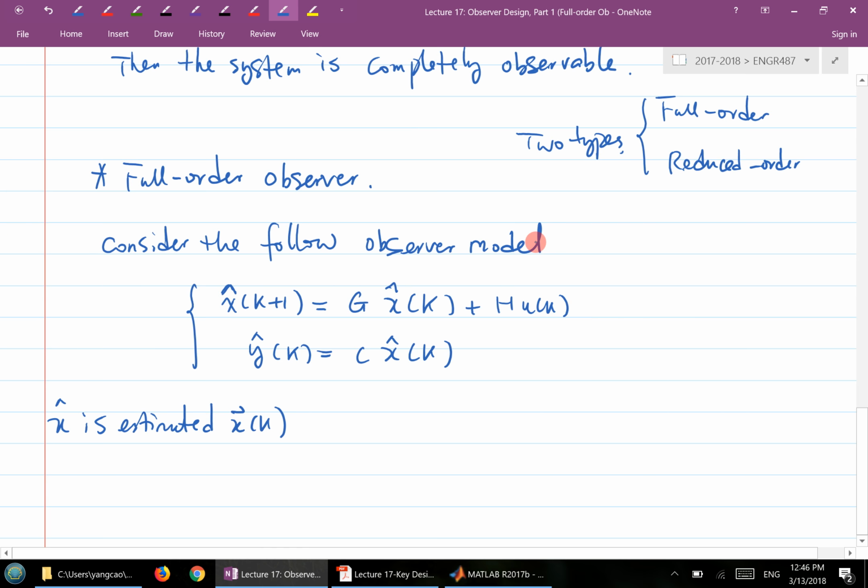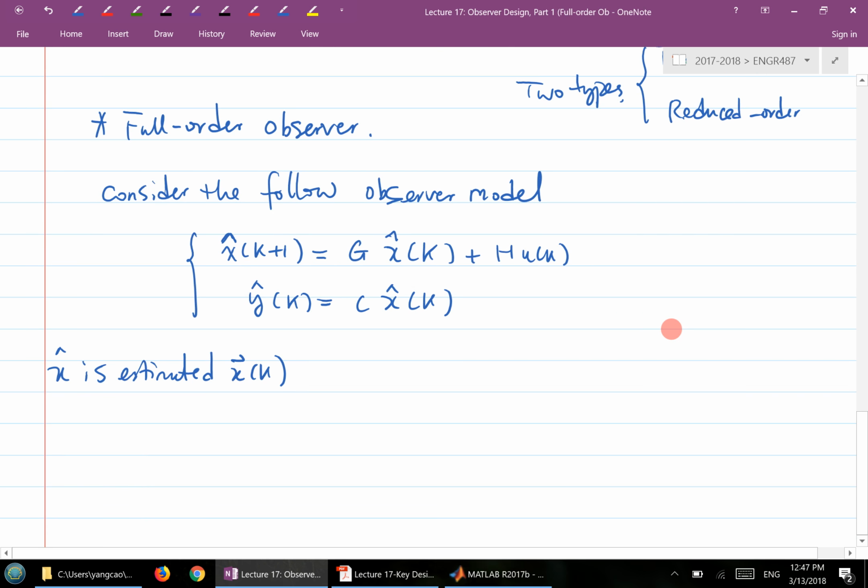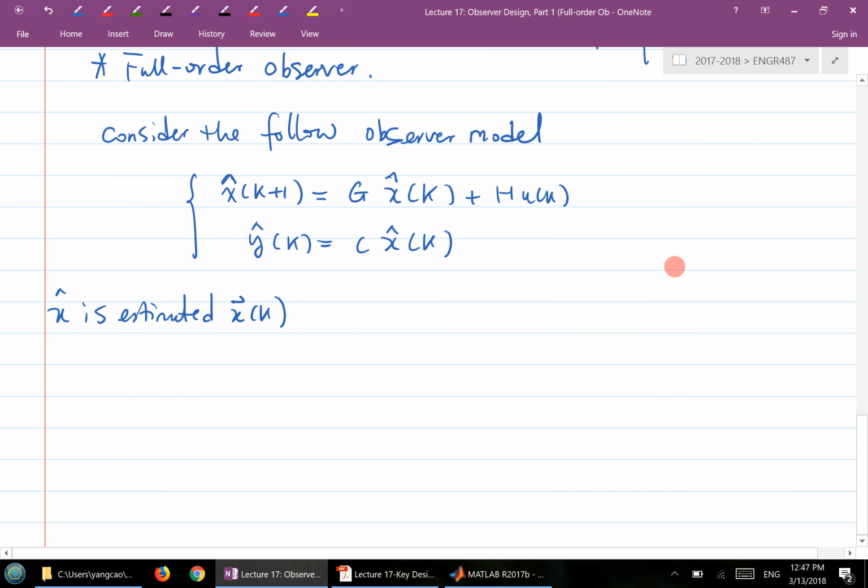Why don't we just use the original system matrices G and H, but instead of the actual state, now we use x hat. That's the difference. That's actually a natural reaction for people. You're not going to come up with a brand new model, you're just recycling your original system model here. However, you will see there is a little problem here. I'm going to call this equation 1 and this equation 2.